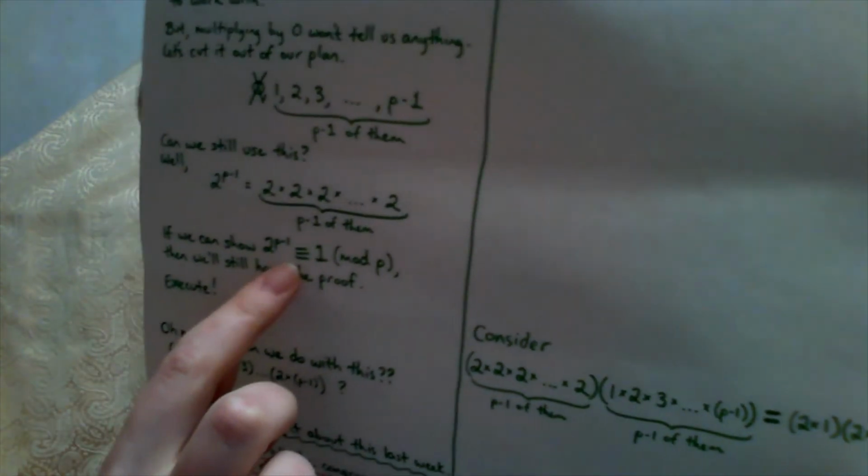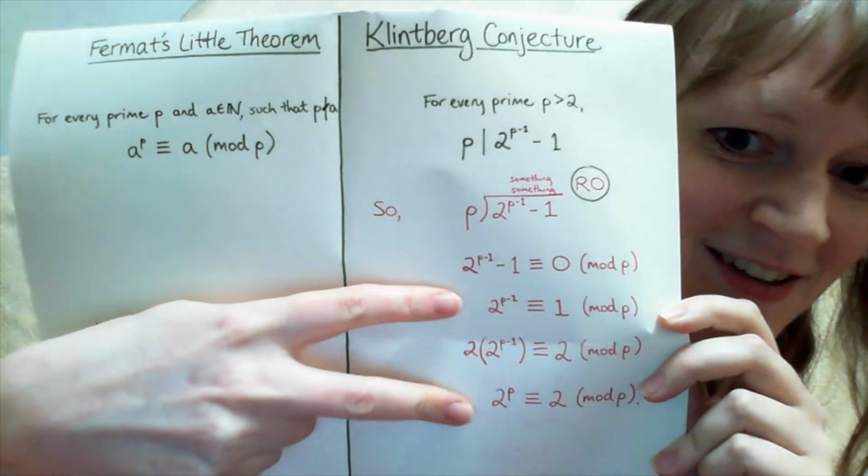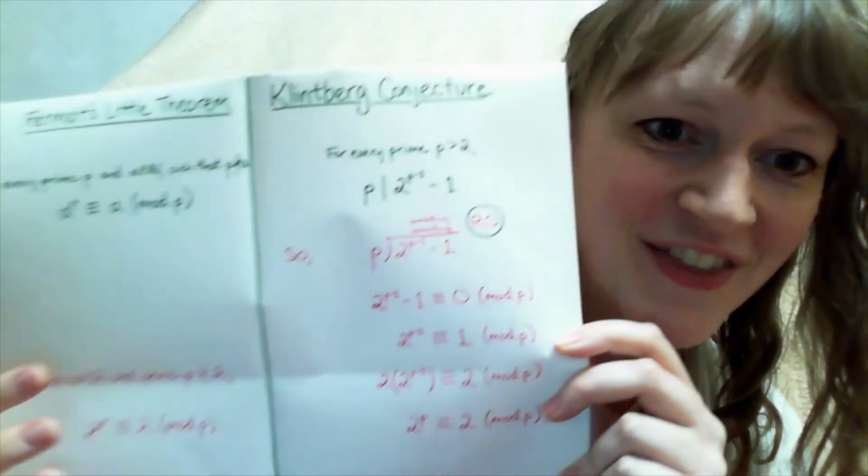Well, if we can show that 2 to the power of p minus 1 is congruent to 1 mod p, then we'll still have the proof, because of what I showed you earlier. Because of this. These two things are the same. So let's execute. Let's do it. Let's do a whole bunch of multiplying stuff together.